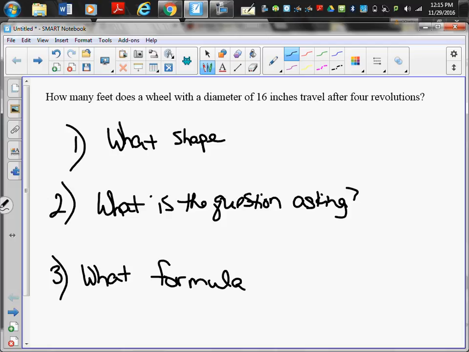Alright, so the first thing, how many feet does a wheel with a diameter of 16 inches travel after 4 revolutions? So first thing is what shape? Give time to think, raise your hands, don't yell out. Justin, it's a circle.